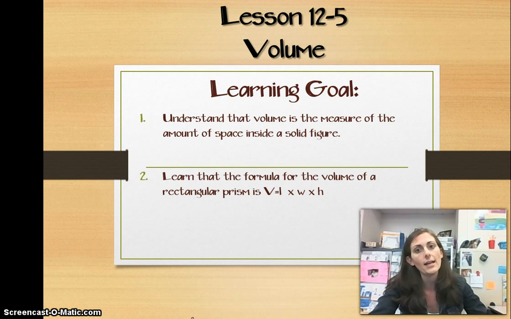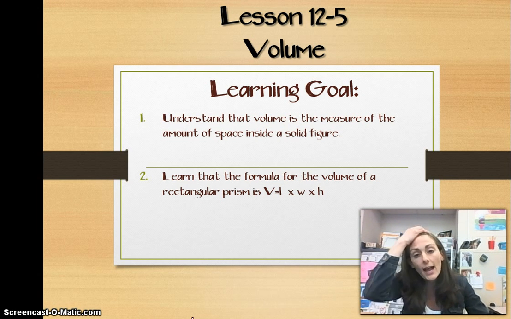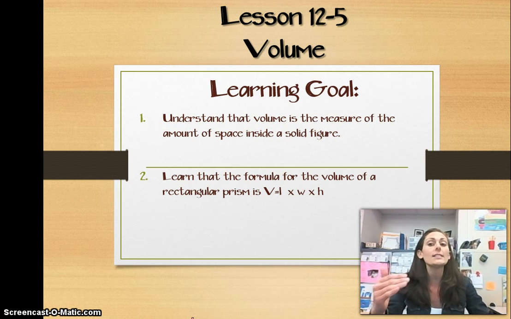So in 12-4, you counted cubes to find the volume. Tonight, we're going to just use the simple formula, length times width times height. You will find that you will get the same answer by counting the cubes, but also using the formula.